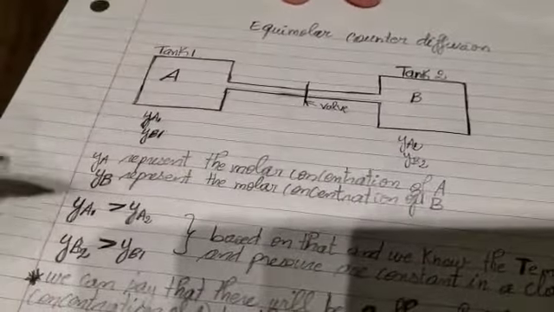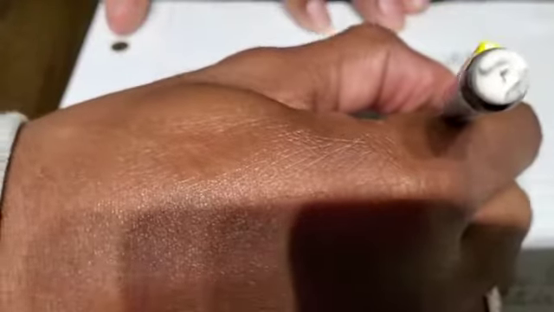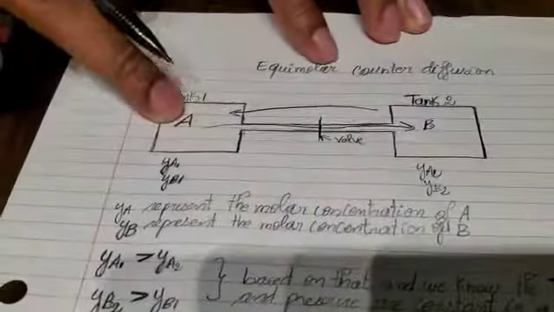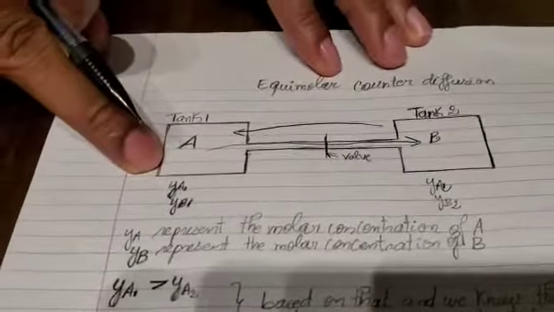When you take the valve off, species A will diffuse from the highest concentration to the lowest concentration, which is in tank 2. And species B will diffuse from the highest concentration in tank 2 to the lowest concentration in tank 1.